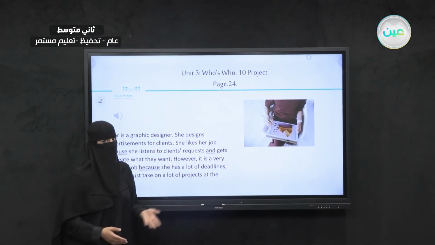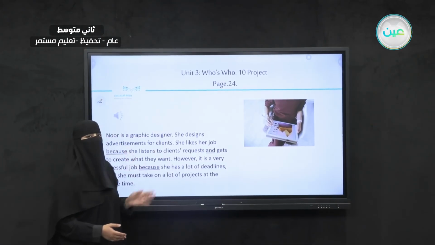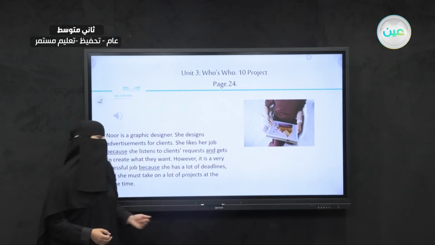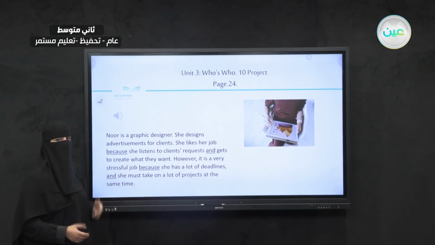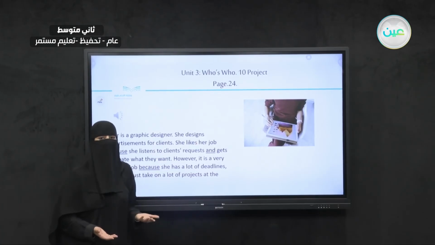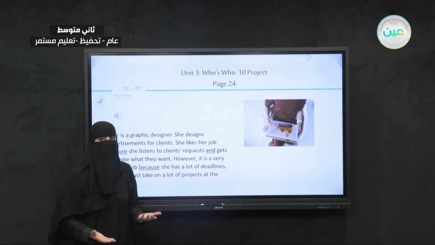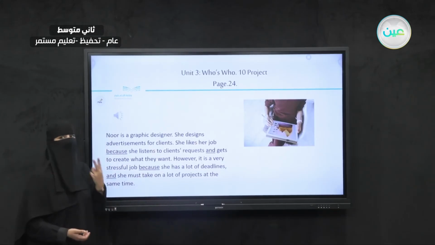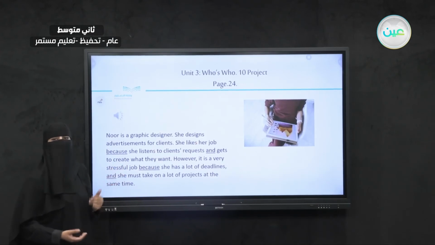However, now let's take a look at the bad thing in her job. We saw the good thing. How about the bad thing in her job? However, it is a very stressful job. What is the reason for that? Because she has a lot of deadlines. This is a reason. She has a lot of deadlines and she must take on a lot of projects at the same time. Two reasons for describing her job as stressful.